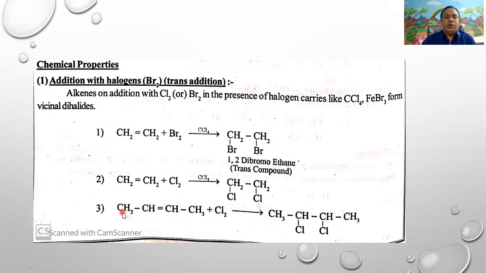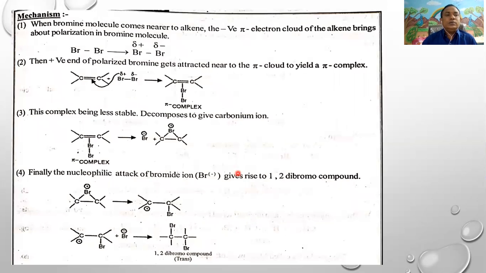Similarly, 2-butene upon treatment with chlorine in the presence of carbon tetrachloride gives 2,3-dichlorobutane, which is a vicinal dihalide.